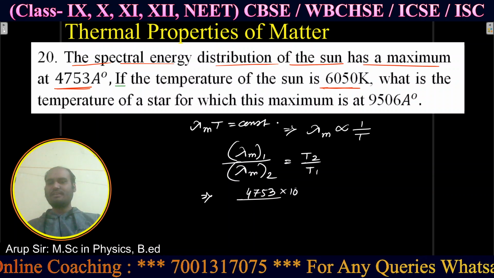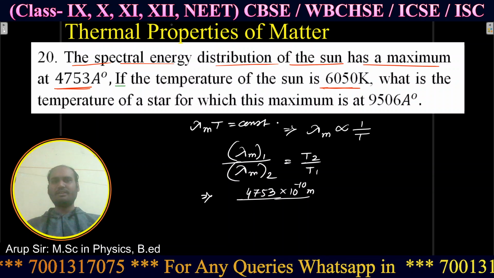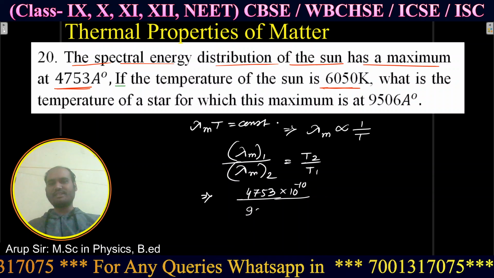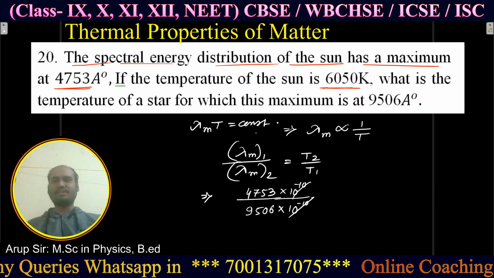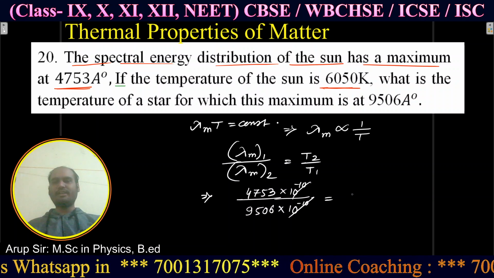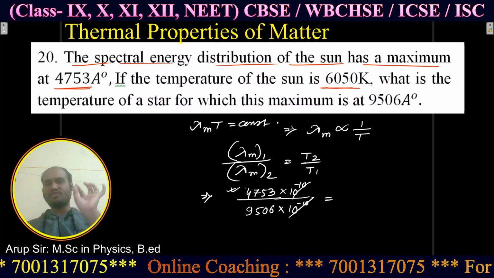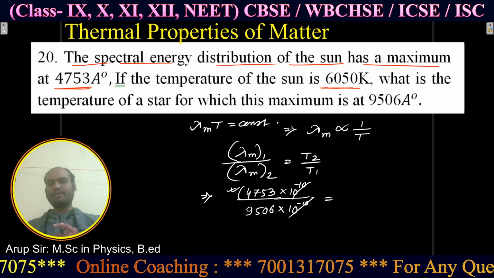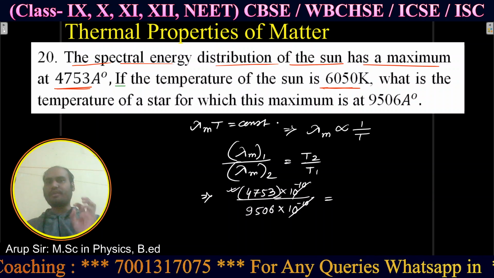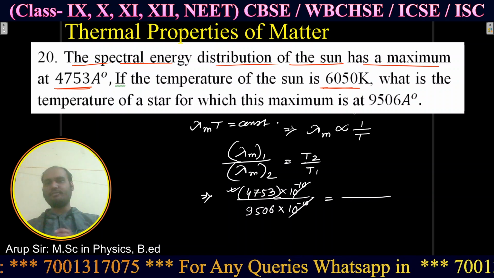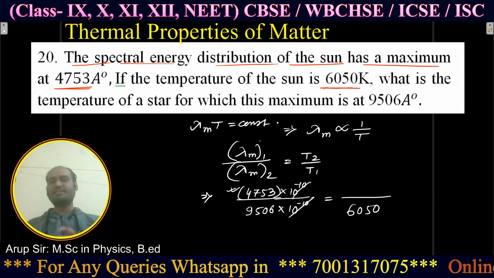You can change it to 10 to the power minus 10 meter, no problem. But I am not changing it because these two terms will cancel out, right? So no need to change these two. Now, lambda m1 by lambda m2 is equal to T2 by T1. When I take lambda m1, I put the value of the wavelength 4753, for which the temperature corresponding to it was 6050, because it is in the denominator. One suffix is in the denominator.